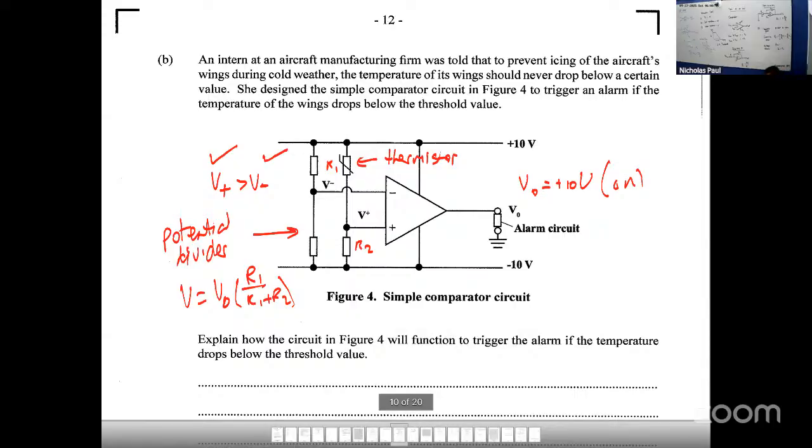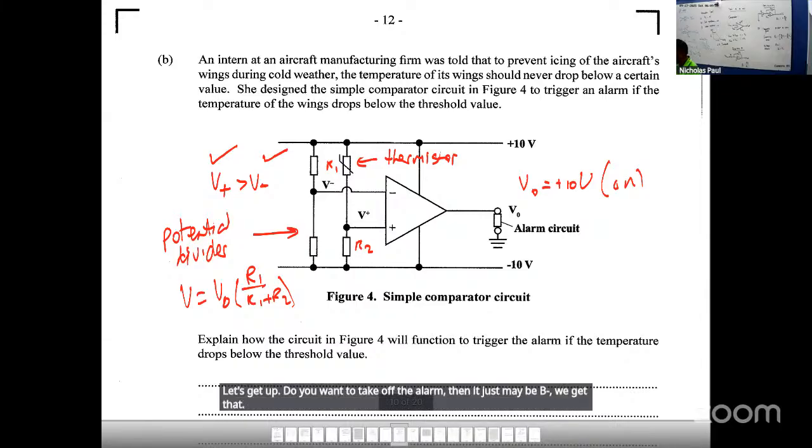Hence, the output will be positive 10 volts, saturation, triggering the alarm to go off. To turn off the alarm, you just make V minus bigger than V plus.